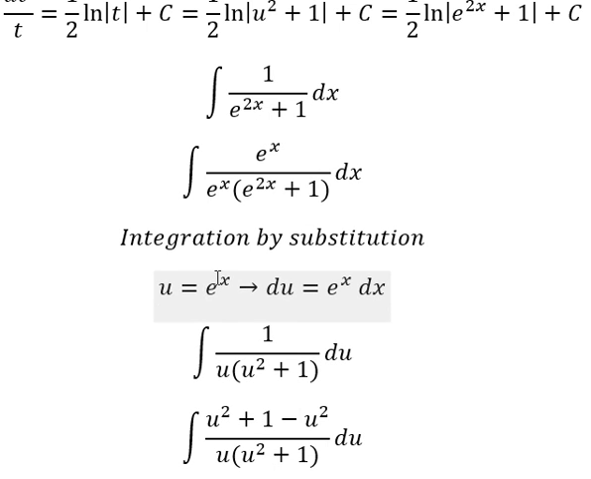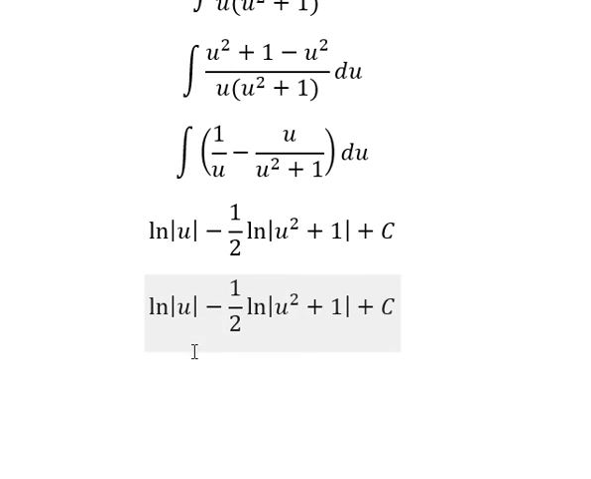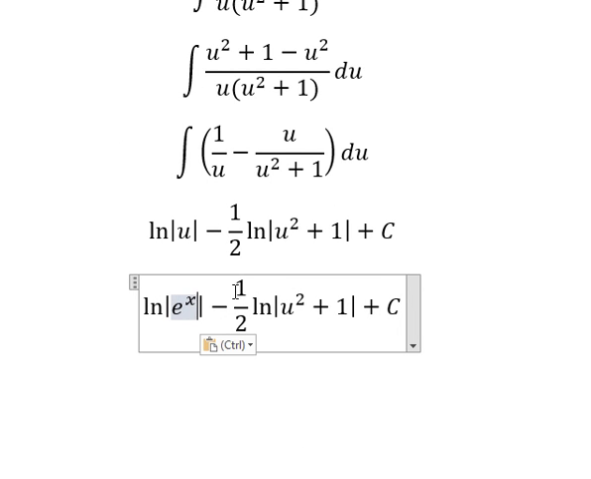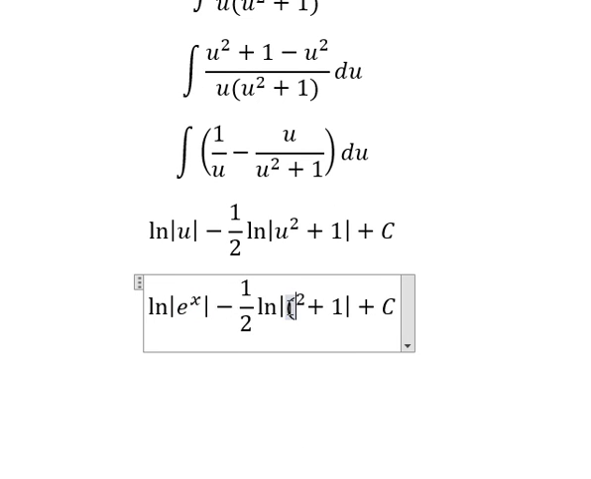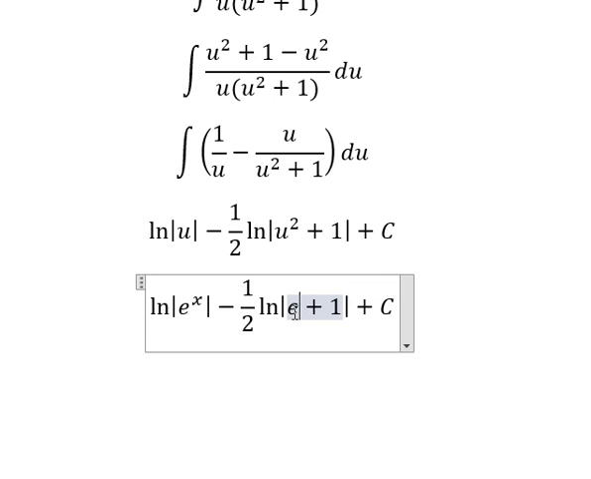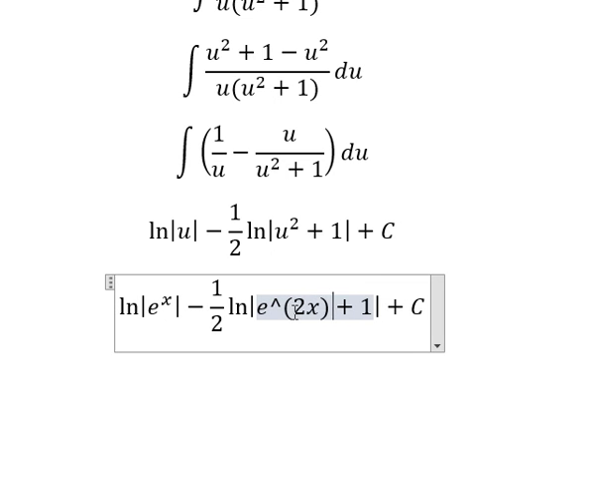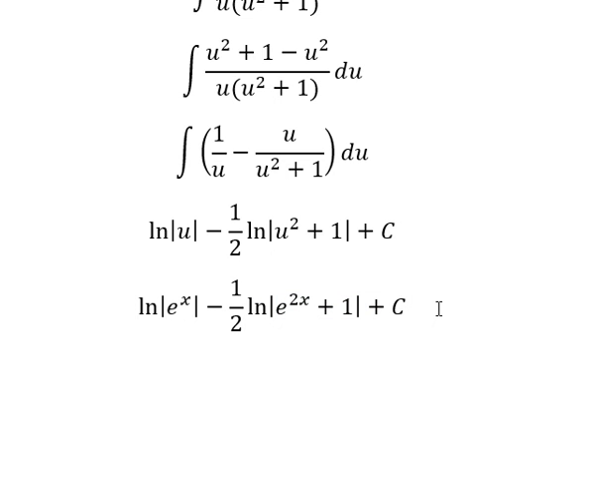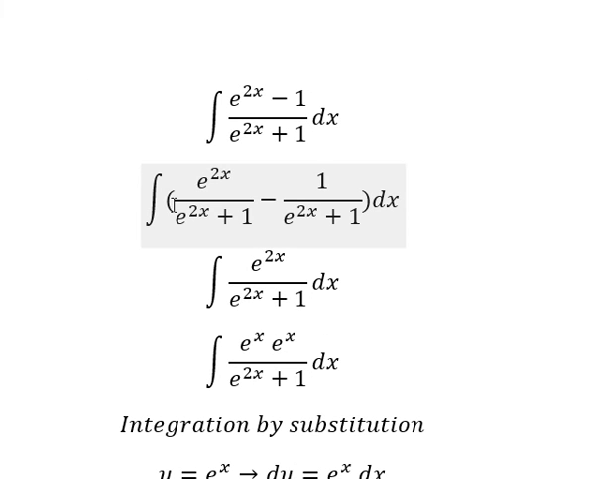About u, that's e to the power of s. And this one we can write into e to the power of 2s. And now ln of e to the power of s, we have s. Now we combine the answer in here.